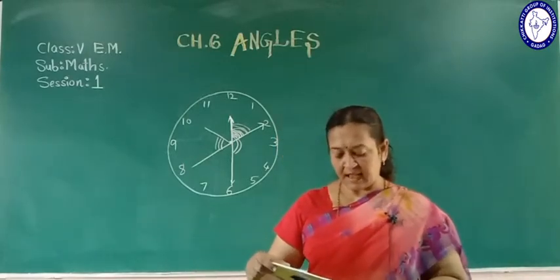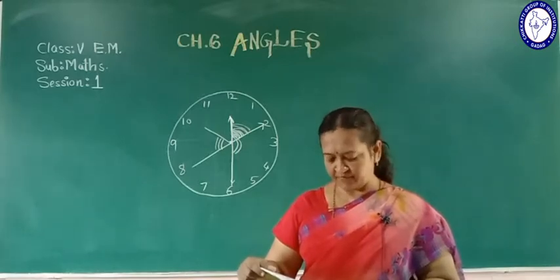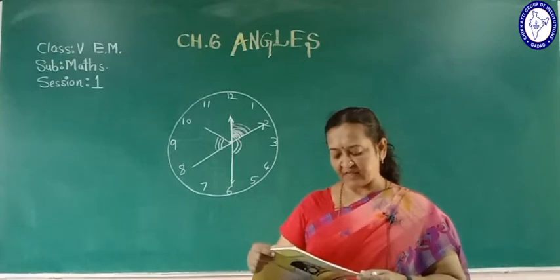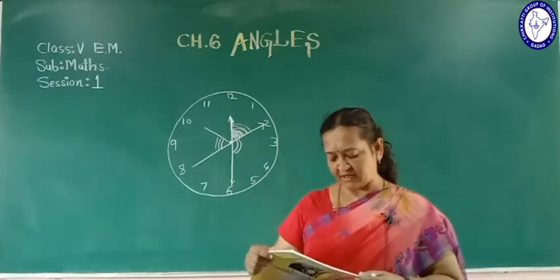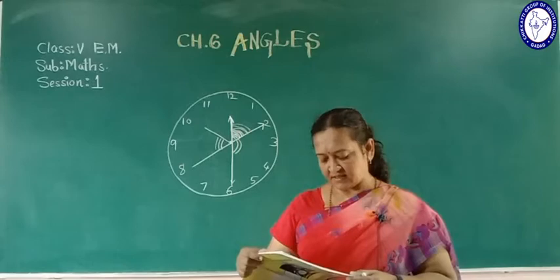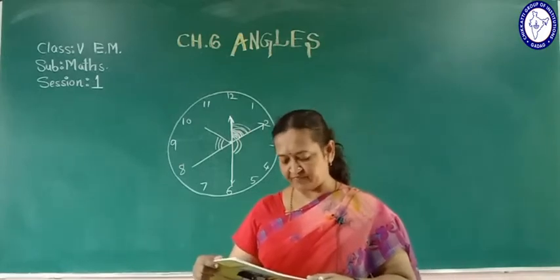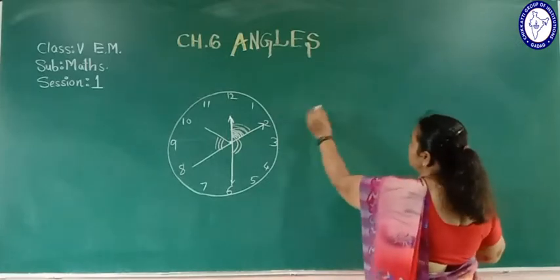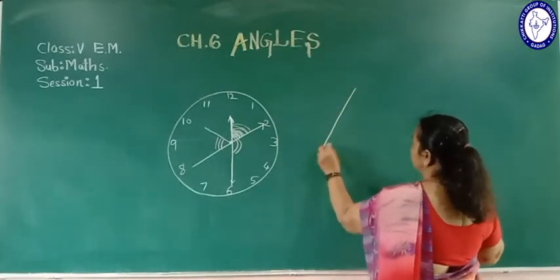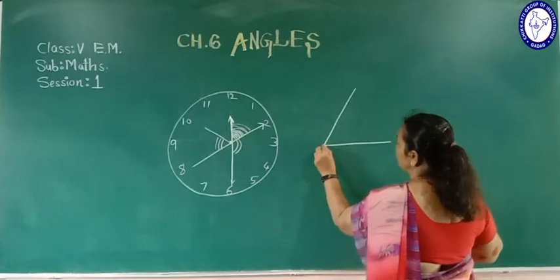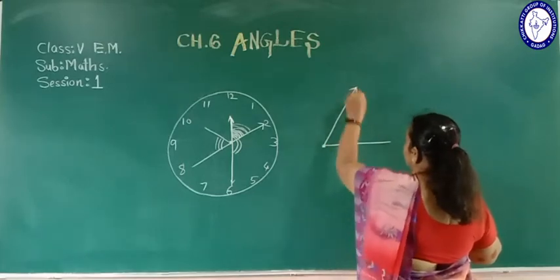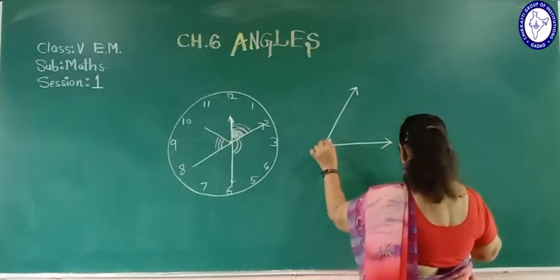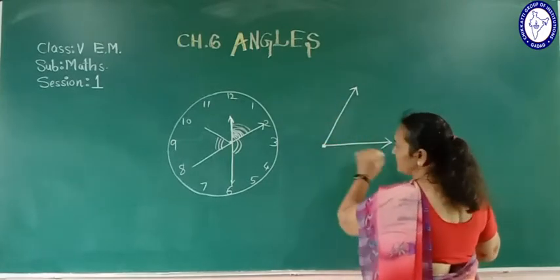So here, angles, page number 70. The minute hand of a clock will turn in 10 minutes as shown in the figure. Here the rotation of the needle can be represented as an angle. So this angle has two arms and one common point. See here, same I am drawing here. It has one common point, two arms. These are the two arms. This is a common point and this is called an angle.